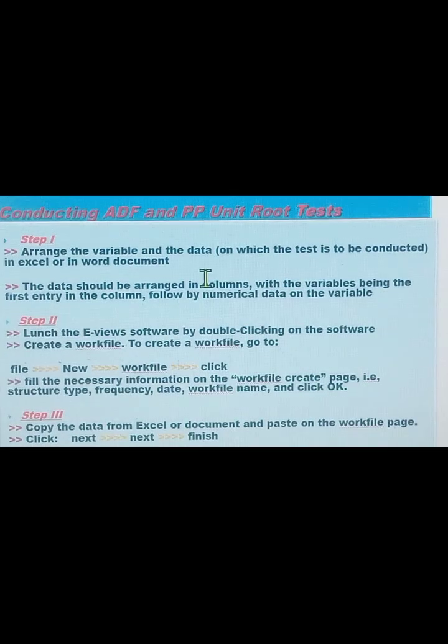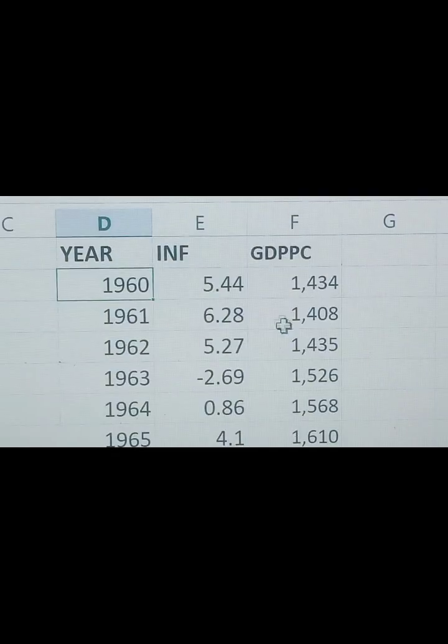Okay, before step 2, the data should be arranged in columns with the variable name being the first entry in the column, followed by numerical data on the variable. This is very important. This is what this point is saying. The data on inflation is already arranged in column E, and of course, data on GDP per capita is also arranged in column F, and this is the year, that is the time the data on the variables were collected. In 1960, this is the data for inflation, this is the data for GDP per capita. In 1961, these are the values. So the data is arranged in columns.